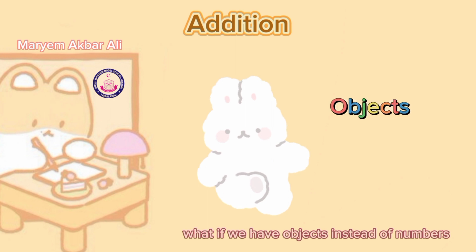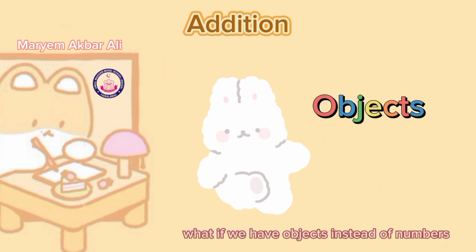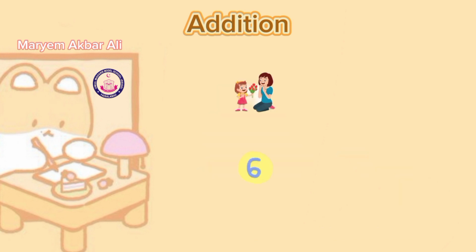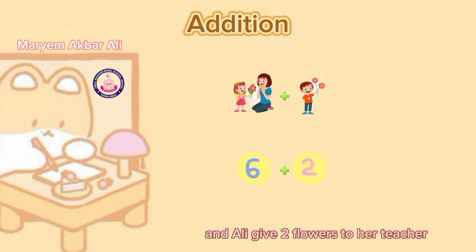What if we have objects instead of numbers? Can you count the objects? Let's see. Sarah gave 6 flowers to her teacher and Ali gave 2 flowers to her teacher. So how many total flowers does the teacher have?